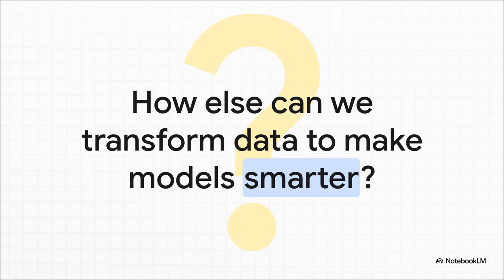At the end of the day, encoding isn't just a technical step. It's about translating human meaning into a language that machines can understand. And honestly, it's just the very first step in preparing our data. So that leaves us with one final thought. Now that we can teach computers to understand words, what other amazing ways can we transform our data to build even smarter, more insightful models?